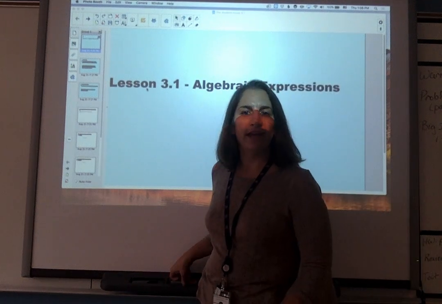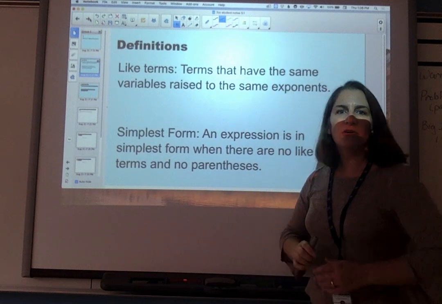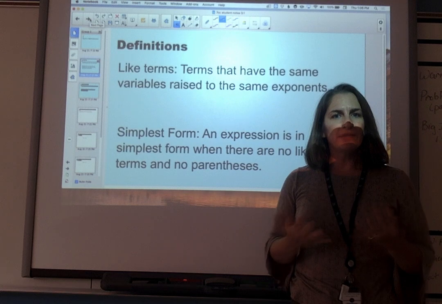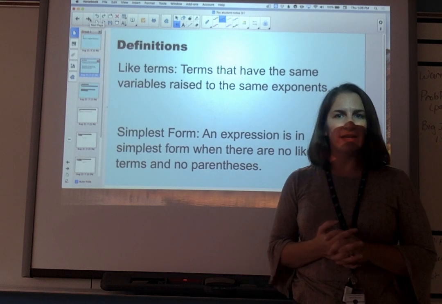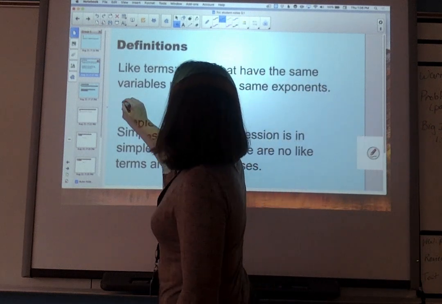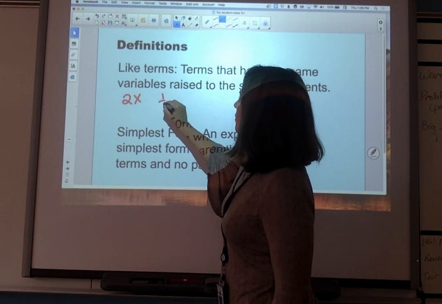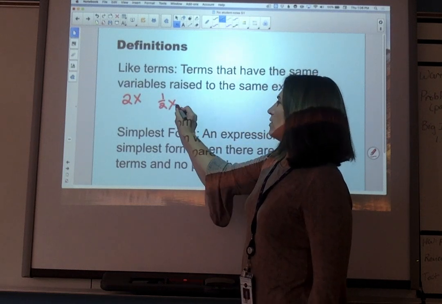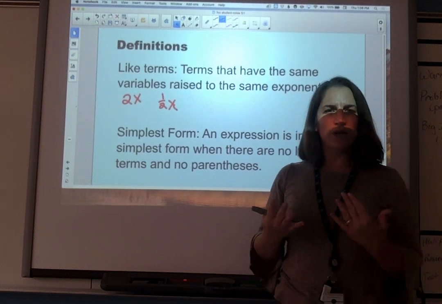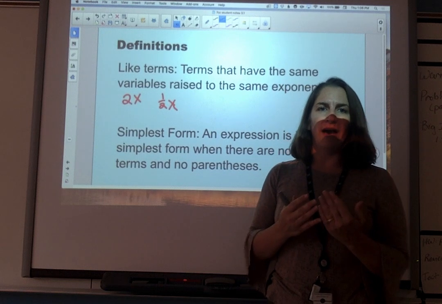Students, today's lesson is on algebraic expressions. So to start with, let's get some definitions. Like terms are terms that have the same variables raised to the same exponents. So for example, 2x and 1/2 x. Those would be like terms because they both have x and neither one of them is squared or taken to a cubed root. They're both just terms of x.